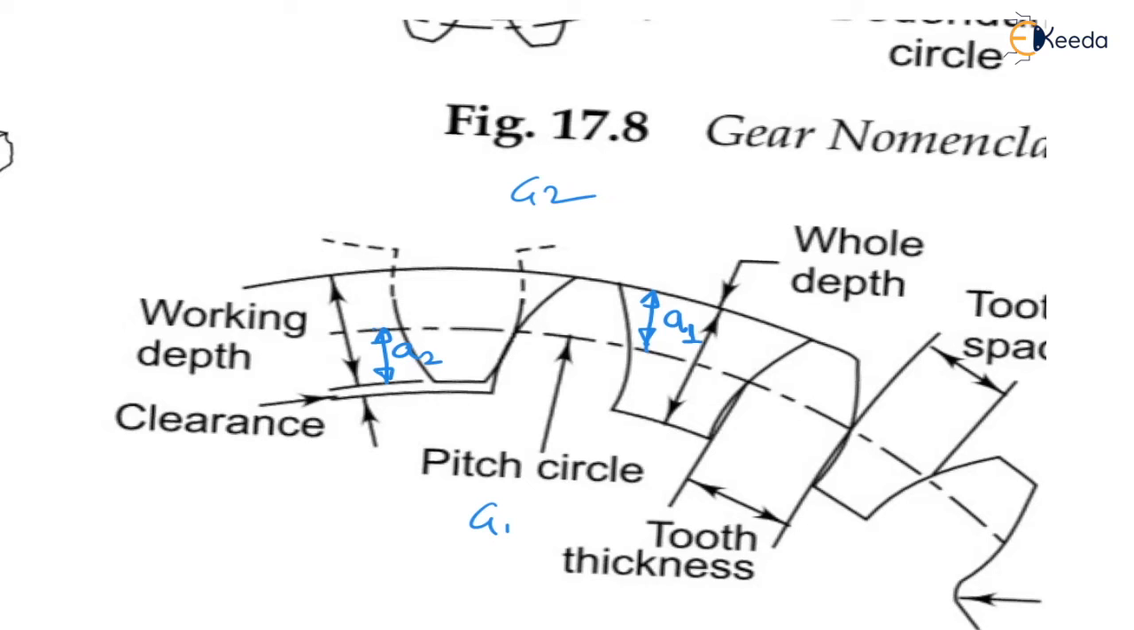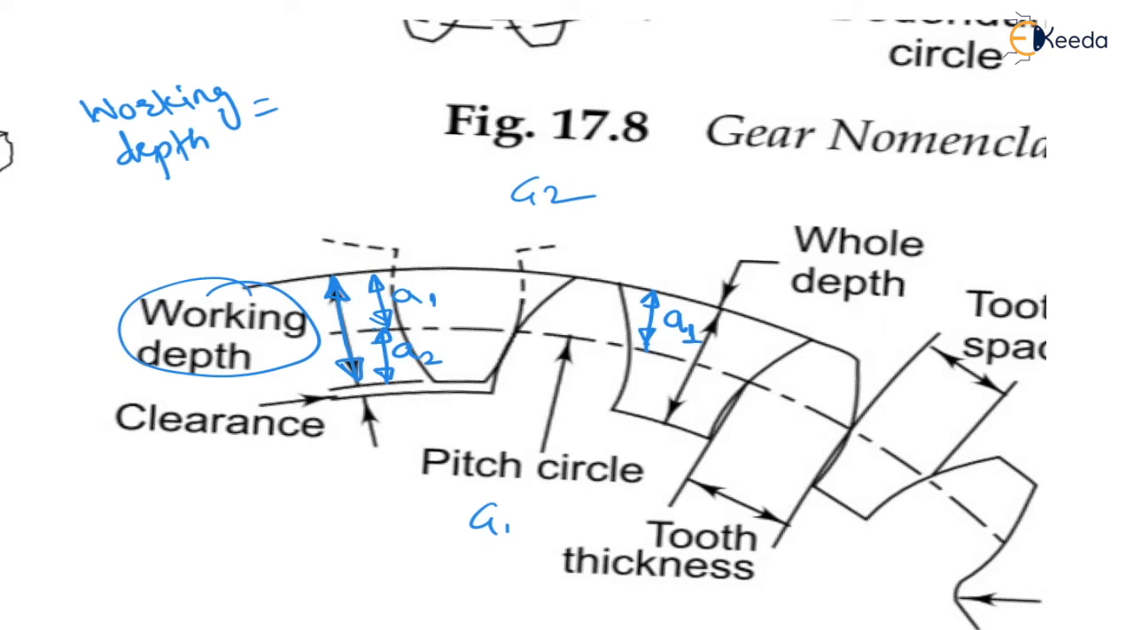Therefore this much is the working depth, which is the addendum of the first gear plus the addendum of the other gear. We can say the working depth is the summation of the addenda of both mating gears. Mating means there is relative motion between two contacting gears, right? The addendum of the first gear plus the addendum of the second gear of the mating gears is called the working depth.